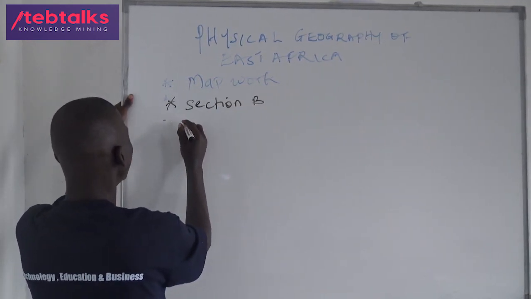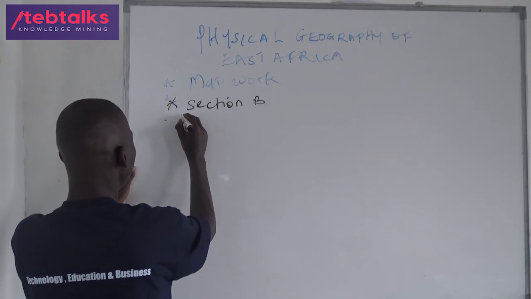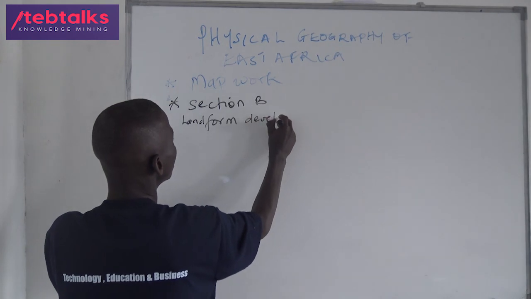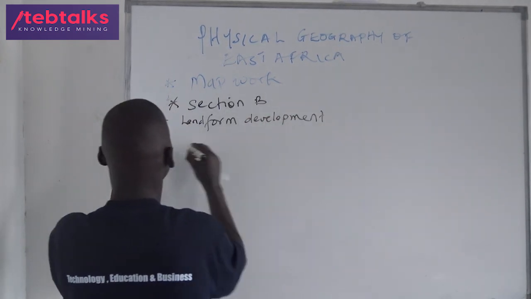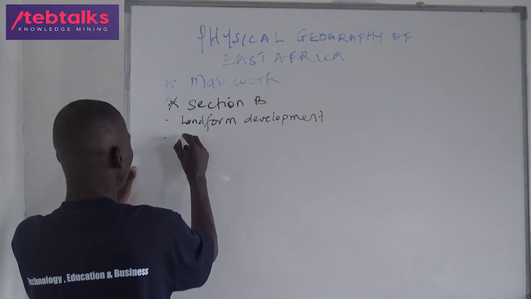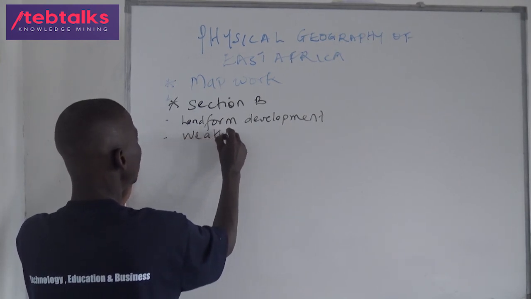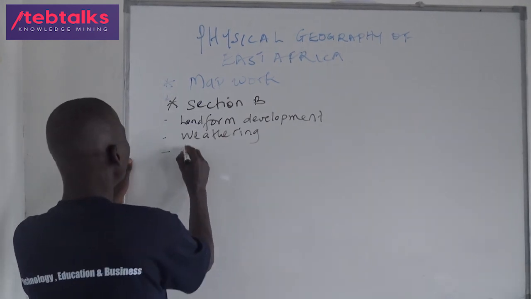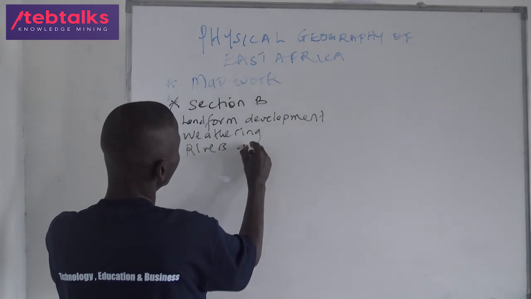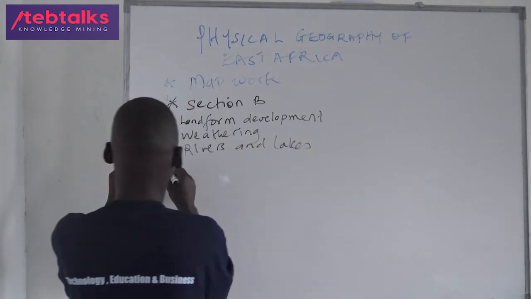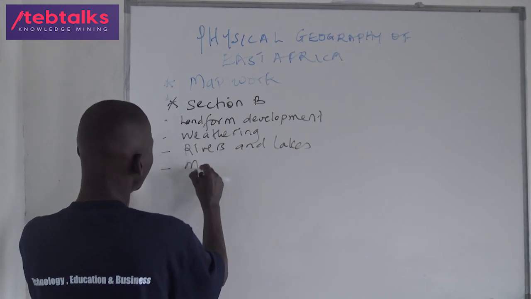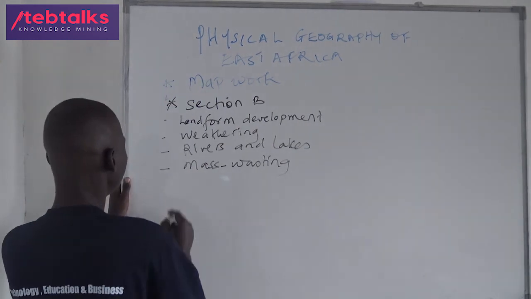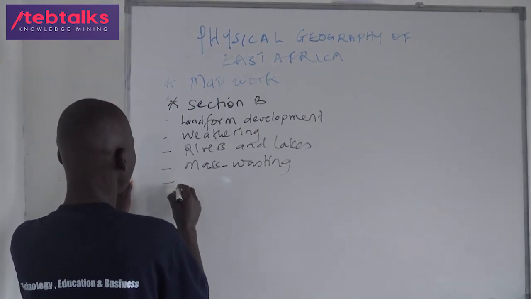is made up of landform development, then it is made up of weathering, rivers and lakes, mass wasting, and so many more others.